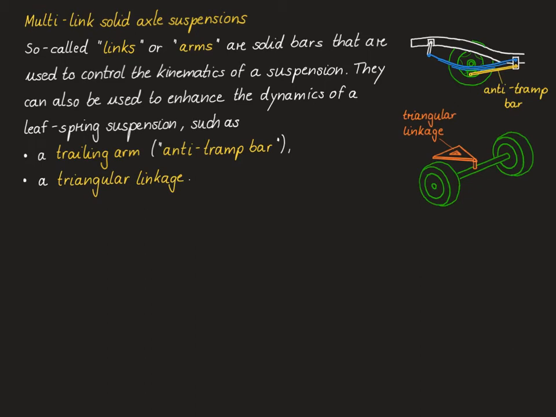Similarly, a triangular linkage, as shown in the image on the right-hand side, can be used to control the lateral motion of the solid axle. As a result, the solid axle can still move up and down, but the triangular linkage restricts the lateral motion of the axle, which is important, for instance, in turning maneuvers of the car.